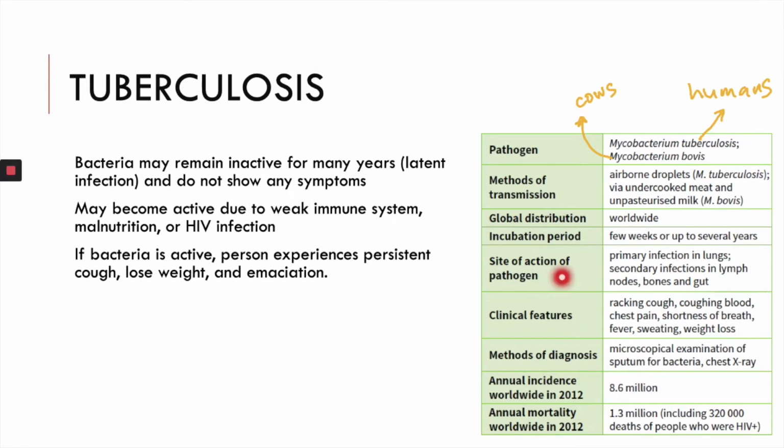The site of action or infection of the pathogen would be in the lungs first, but if it's not treated or a person was not diagnosed with tuberculosis, it could have secondary infections found in the lymph nodes and the gut. Clinical features would be a racking cough. A person would be coughing blood, chest pain, shortness of breath, fever, sweating, and unexplainable weight loss. The way to know if a person has tuberculosis is through microscopical examination of sputum for bacteria and chest x-ray.